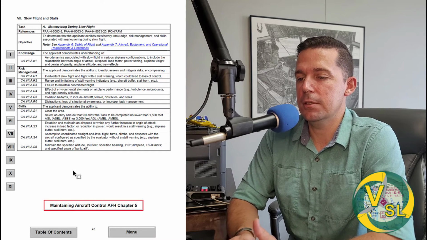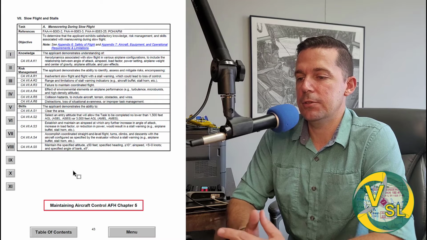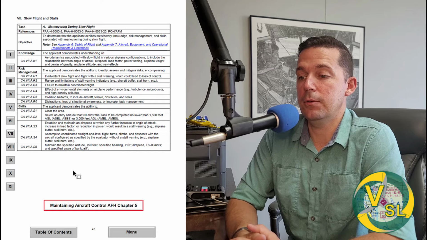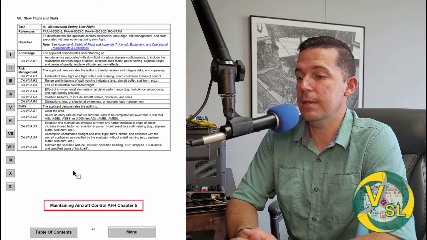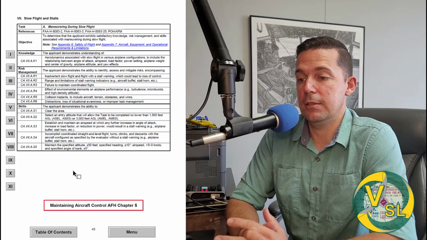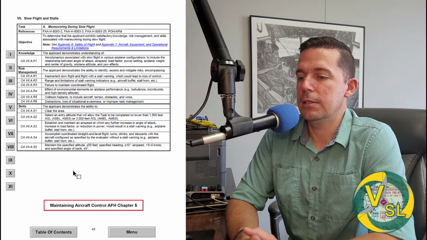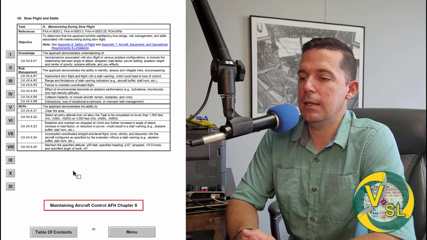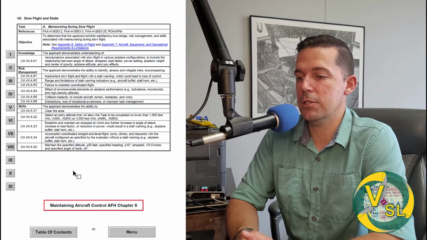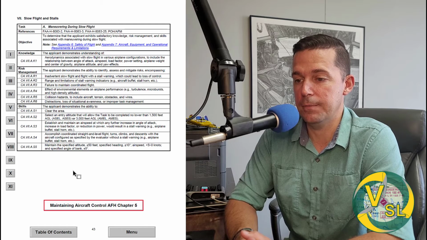We have 5 skills. Skill 1 is clear the area. Skill 2, select an entry altitude that will allow the task to be completed no lower than 1,500 feet AGL, or 3,000 feet for airplane multi-engine. So single engine 1,500, multi-engine 3,000. Skill 3, establish and maintain an airspeed at which any further increase in angle of attack, increase in load factor, or reduction in power would result in a stall warning.